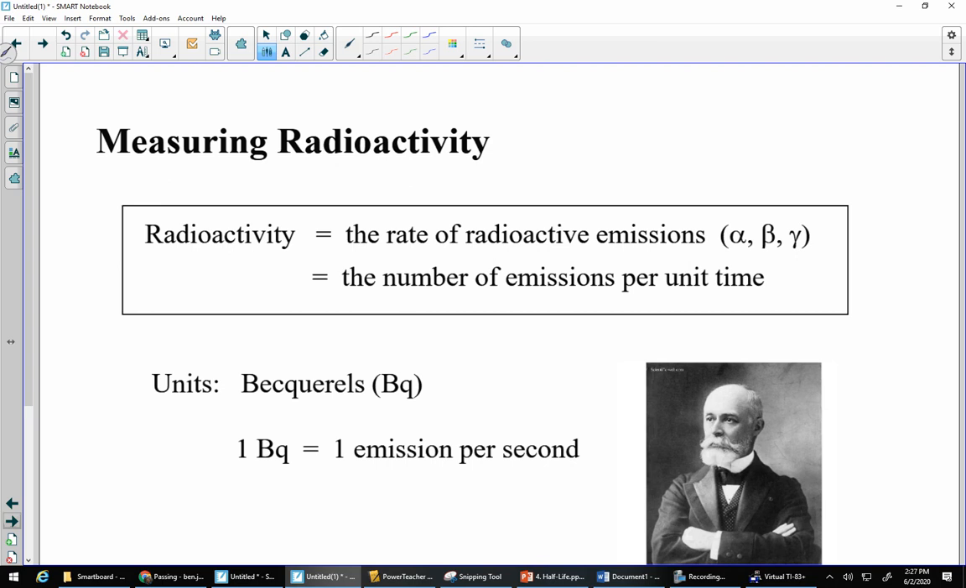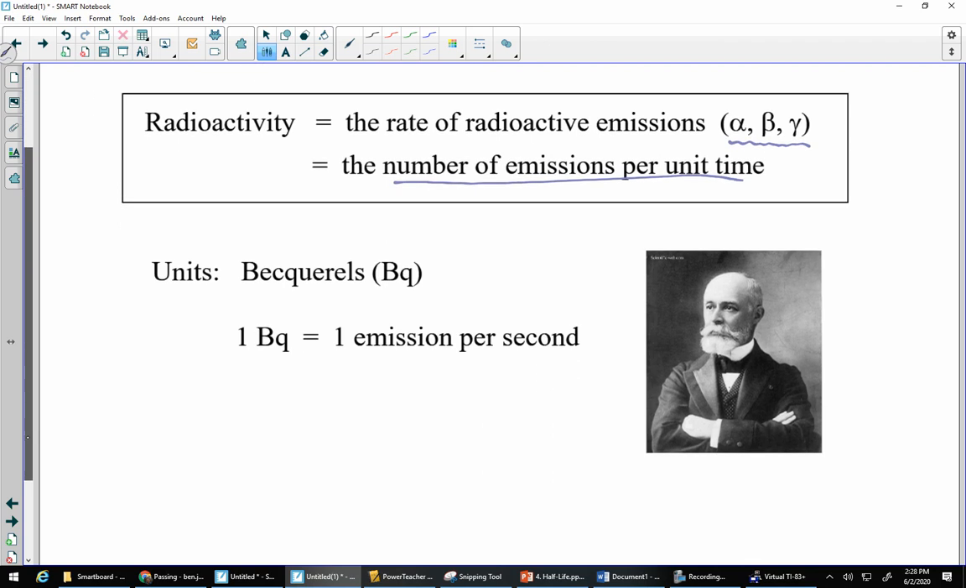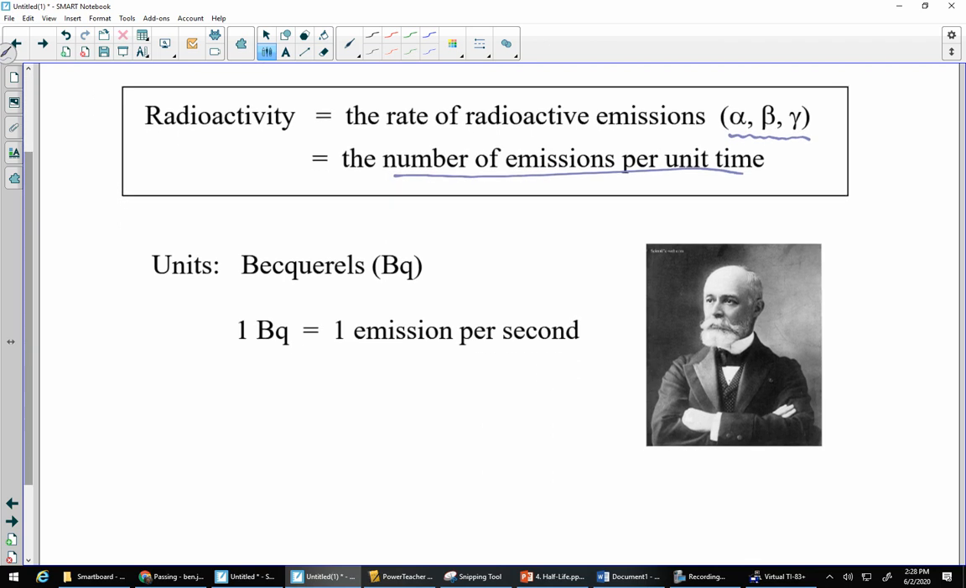As we go through, first and foremost, measuring radioactivity. Radioactivity is the rate at which we have radioactive emissions. Remember, we talked about before, radioactive emissions come from radioactive decay. We've got alpha, beta, that's beta positive and negative, and also gamma. In other words, it's the number of emissions per unit time. There are loads of different units for this, but the common unit that we are going to use in our class is becquerels, Bq, where 1 becquerel is equal to 1 emission per second.